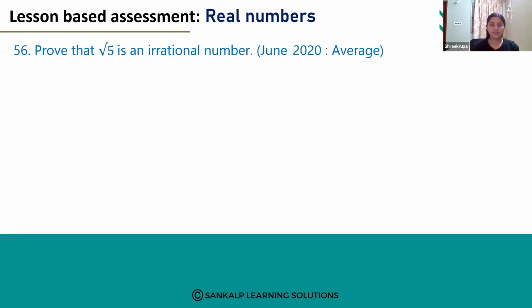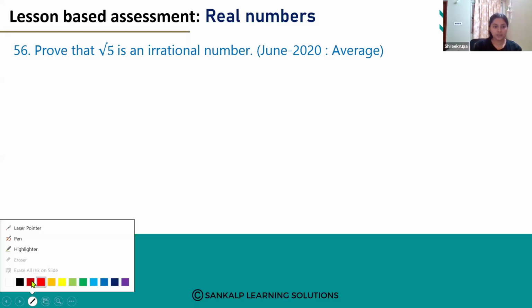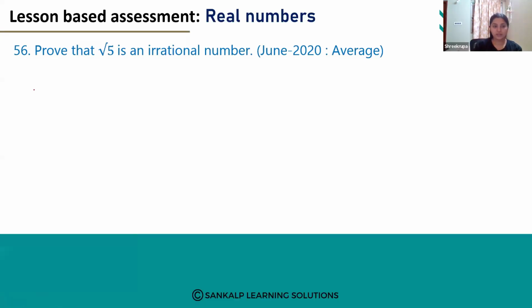Hello everyone, let's look at question number 56. Prove that root 5 is an irrational number. Let's prove this by taking the contradiction of this statement. That is, we have to assume that root 5 is a rational number.